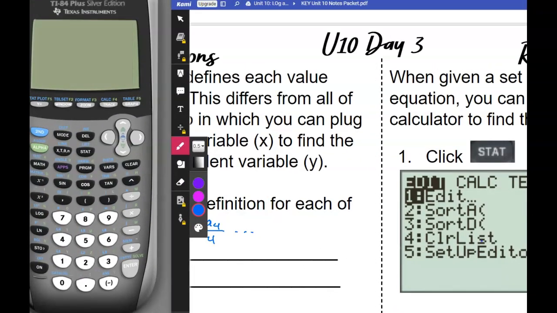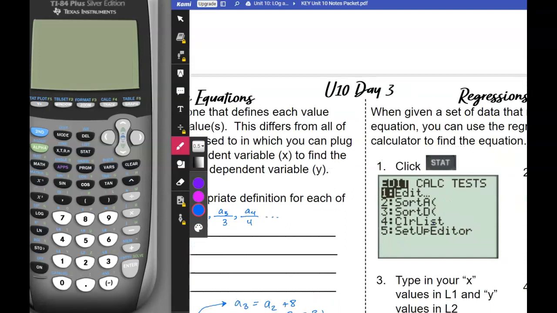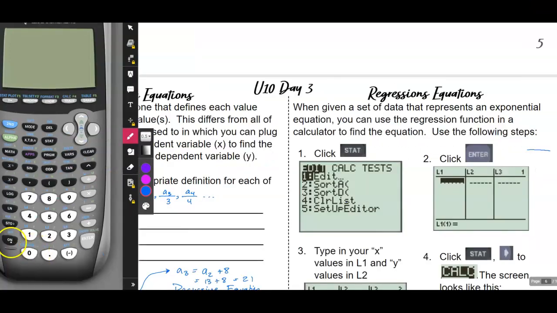And you are going to go to Stat, Edit. So Stat is that button right under Delete, D-E-L. We're clicking on Stat, S-T-A-T. Then, when it's highlighted on Edit, which it already should be, you're going to press Enter. This is where you are going to write down the data sets. These are called lists. L1, L2, L3 means list 1, list 2, list 3. In L1, you are going to write your X values.